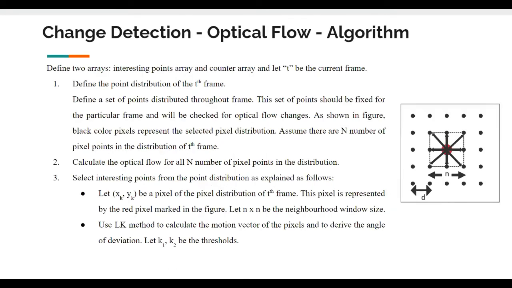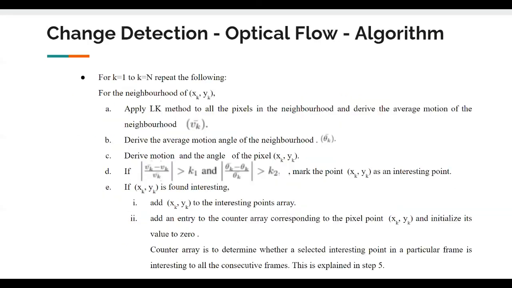And for the neighborhood also, for each pixel we calculate this motion vector and the angle of deviation, and we get the average value, that is v bar k and theta bar k. And we define two thresholds, k1 and k2, and we check whether this normalized value exceeds k1 and k2 respectively. If so, then we mark this point as an interesting point. What I mean by interesting point is that there is a possibility that this pixel would be moving.